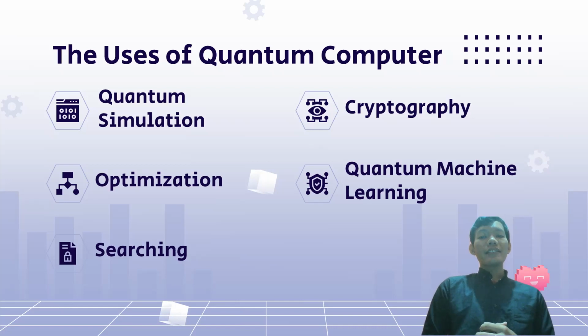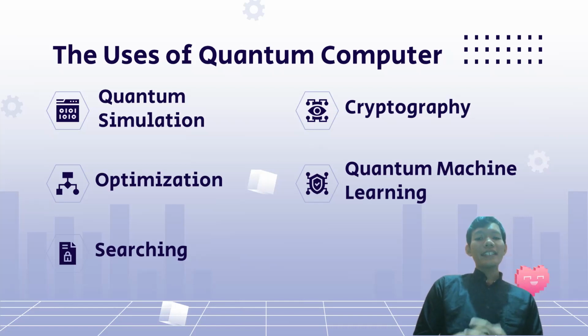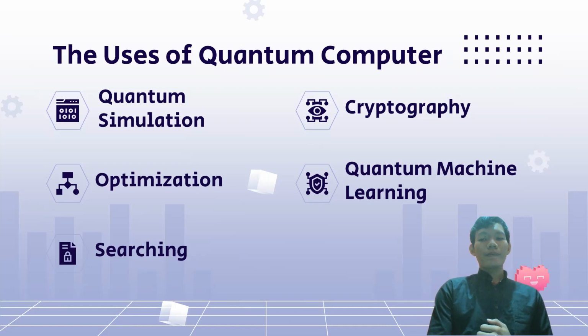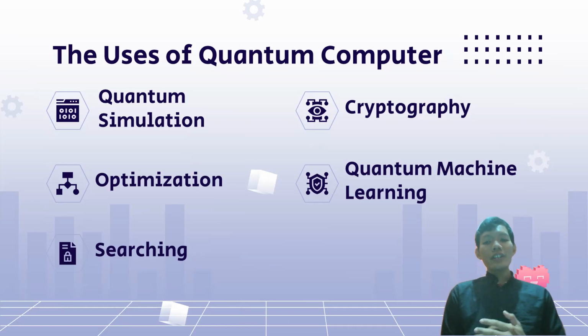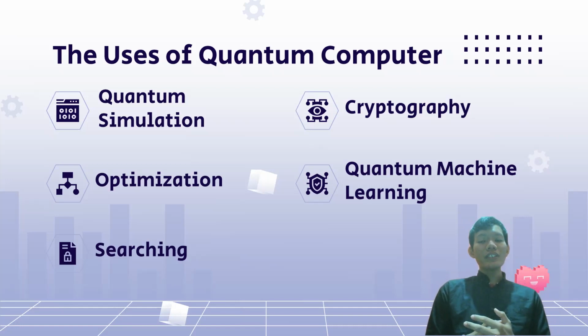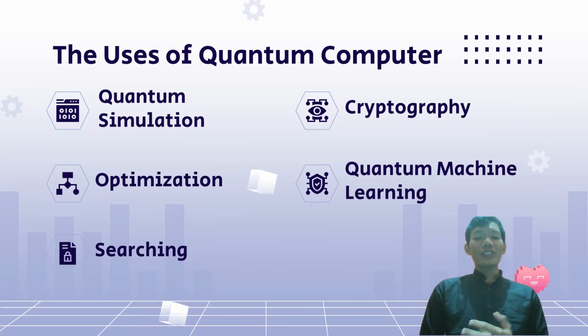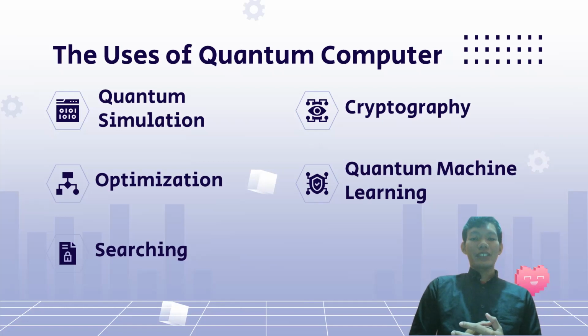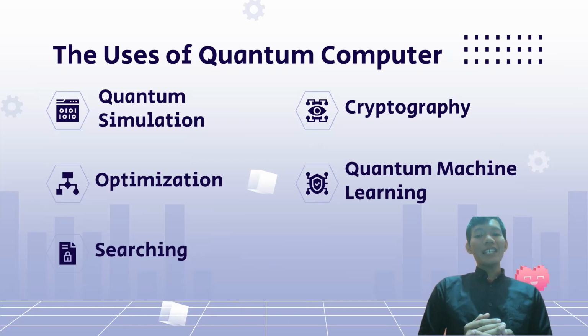Then the third is searching. This dramatically speeds up searches of unstructured data and performs searches in fewer steps than traditional algorithms. Then the fourth is cryptography. The RSA algorithm is widely used for secure data transmission and relies on complex problems such as integer factorization and discrete logarithms. Many of these problems can be solved more efficiently with quantum computers.